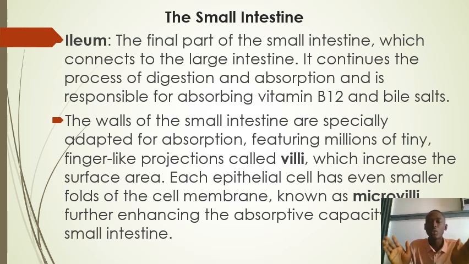The walls of the small intestine are specially adapted for absorption. They feature millions of tiny finger-like projections called villi, which increase the surface area of the small intestine. Each epithelial cell has even smaller folds of the cell membrane known as microvilli, further enhancing the absorptive capacity of the small intestine.